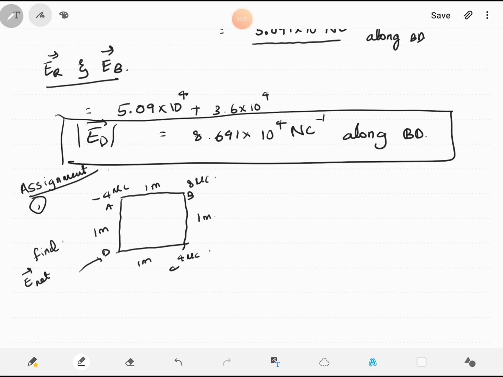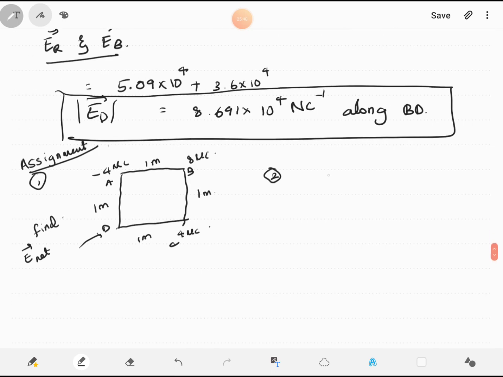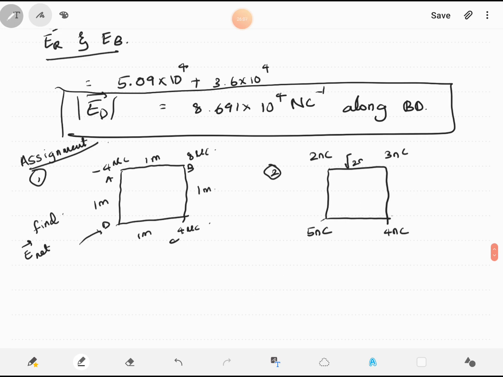So one more problem that I would like to give it to you as an assignment work. The second problem would be where we have 4 charges now placed at the corners of a square. So let's take this as 2 nanocoulomb and this as 3 nanocoulomb and this one as 5 nanocoulomb and the other charge as 4 nanocoulomb, and let me take the distances to be √2 meters everywhere. I want you to find the net electric field at the intersection point of the diagonals at point O. Find E net at point O.